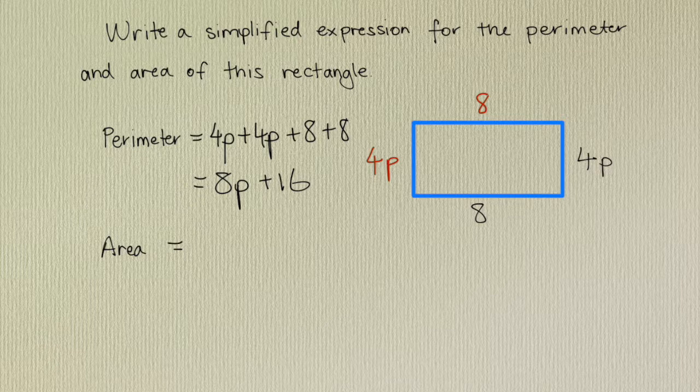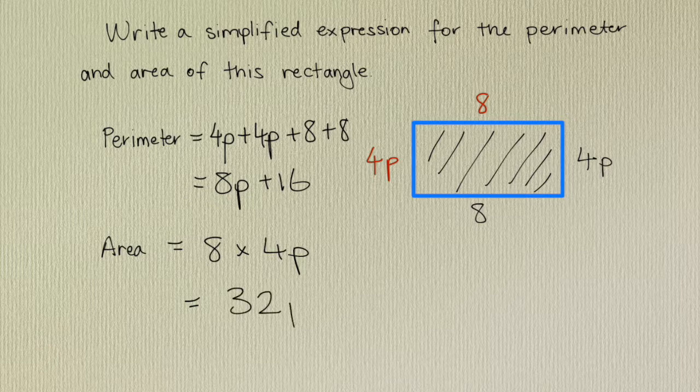Okay, next one, the area. Now we find the area of a rectangle by multiplying the length by the width. That gives us the area inside a rectangle. So all I need to do is the length, 8, multiplied by the width, 4p. Now 8 times 4, that's 32, lots of p. So here I've got a simplified expression for the perimeter and area.